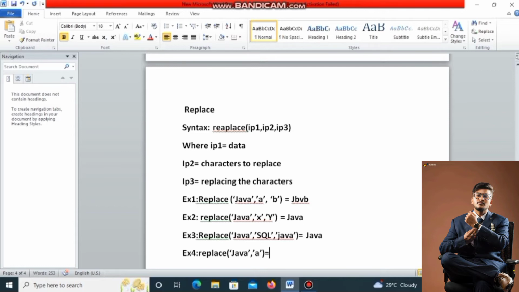Here if we give only 2 inputs, the output would be like this. I am once again repeating, here we have 2 inputs. Java is the first input and A is the second input. Here we want to remove the A in the first input, so if we give only 2 inputs, the output would be JV only. Okay, the output would be JV only.